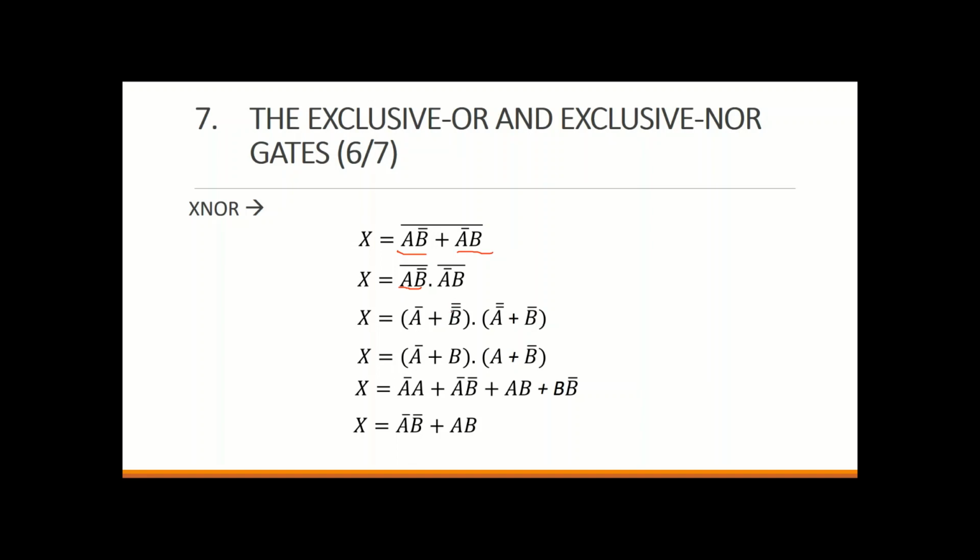Now, double negation takes you back to the same variable. All right. Now apply ANDing. Just distribute: A bar A, A bar B bar, B A, or A B. We say it is A B, or B B bar. Now this one is 0. You remember, when you AND a variable with its own complement, it is always 0. This one is also 0. What's left? A bar B bar, or A B, and that's it.